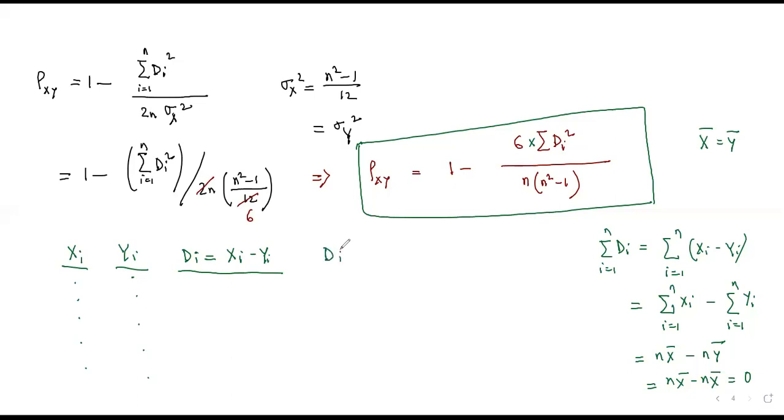Therefore, after calculating this, we'll find di square, and from there we'll calculate the summation of that. We will put in the values and calculate the rank correlation coefficient. We are going to look at a few examples in the next session. Those examples will be discussed with respect to Spearman's rank correlation coefficient.